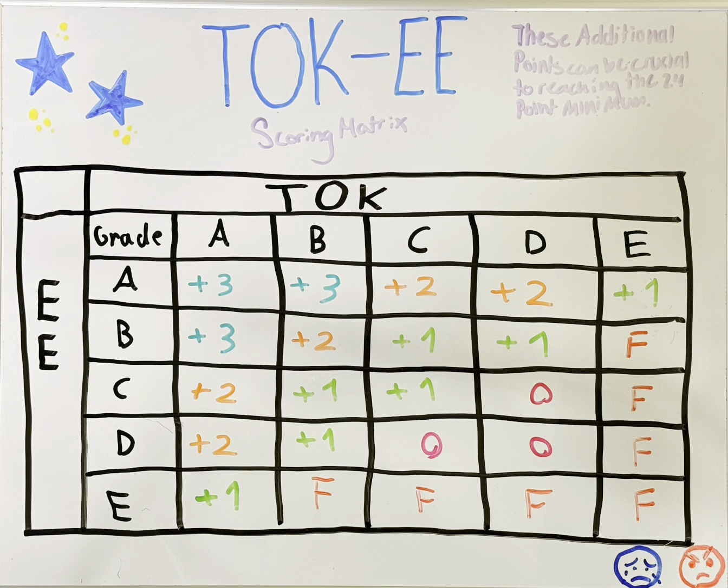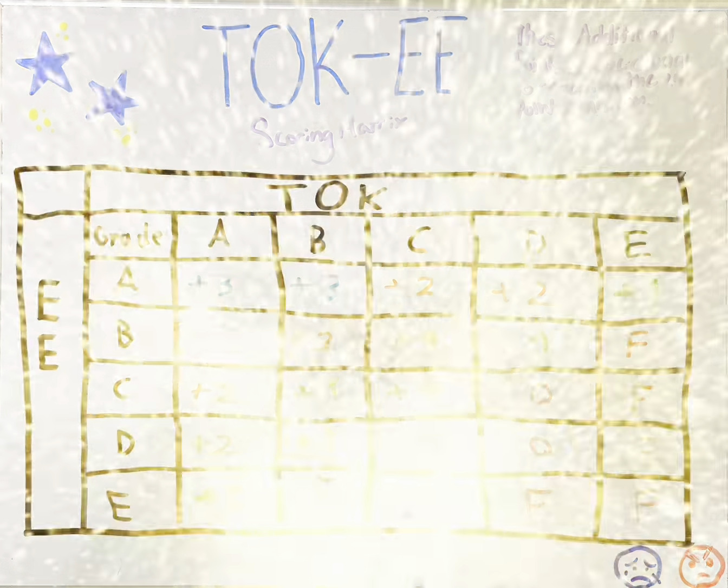Additionally, to your score, the extended essay and TOK can add up to 3 points in total. 1 point for doing well in your EE, 1 point for doing well in TOK. You receive the last point by doing well in both the EE and TOK.